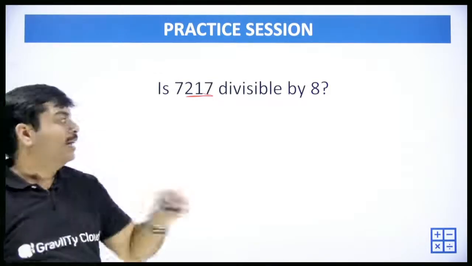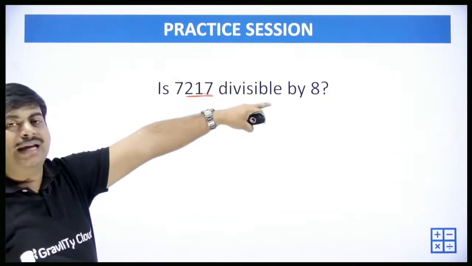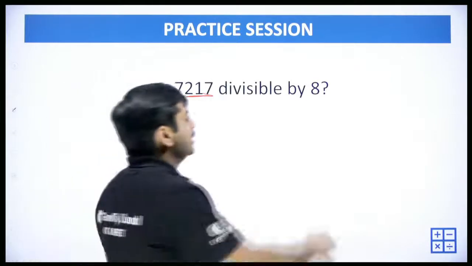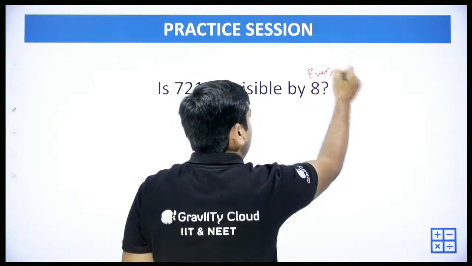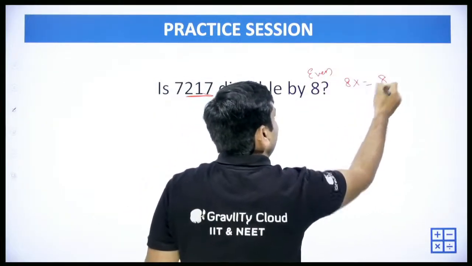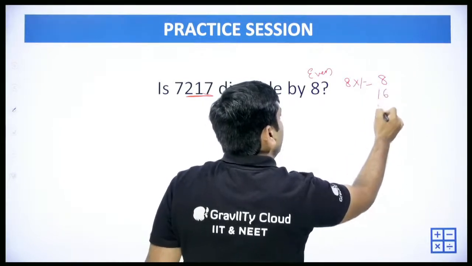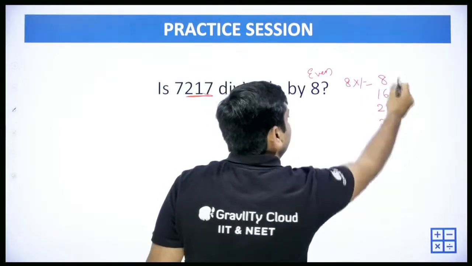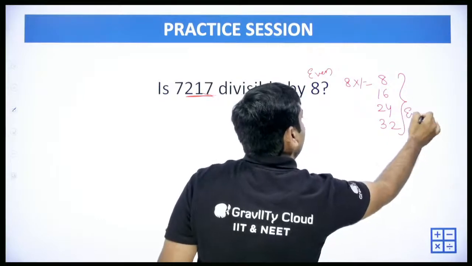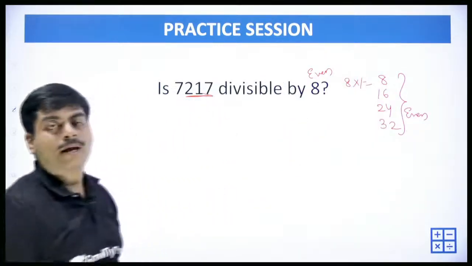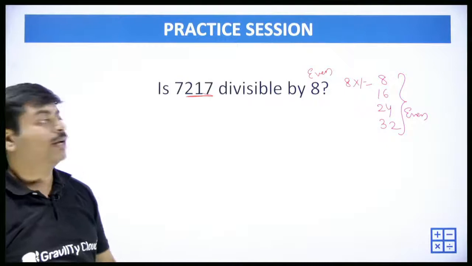But before that, it is very easy to say that 8 is an even number, right? So 8 into 1 is 8, even number. 8 into 2 is 16, even number. 8 into 3 is 24, even number. 8 into 4 is 32, even. So all the multiples of 8 will be even numbers.